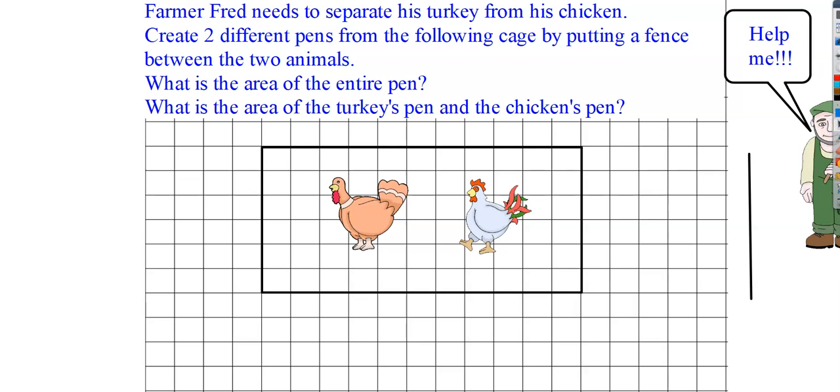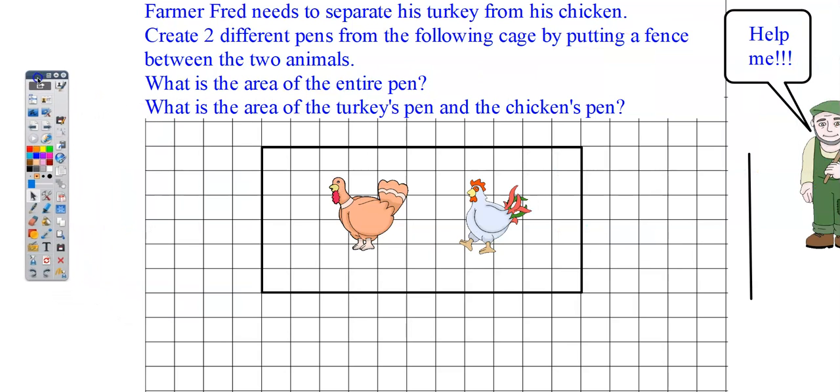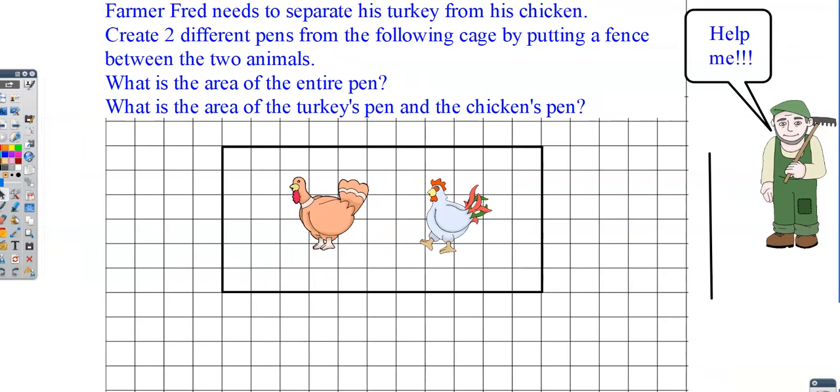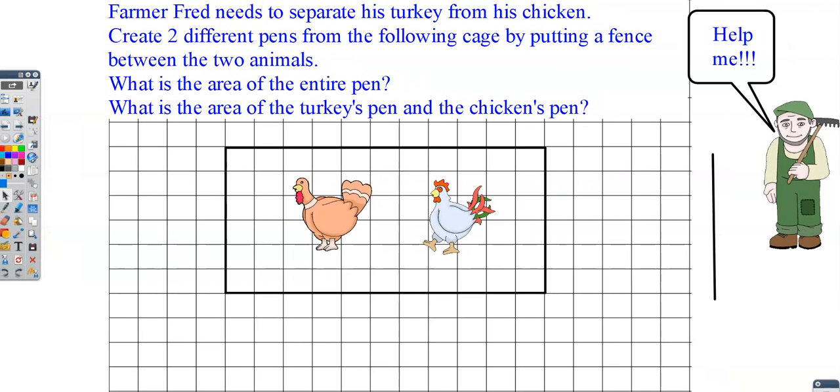Okay, so I'm going to show you something that kind of uses the distributive property in a way that you've seen before, right? I'm pretty sure that in elementary school you started multiplying double-digit numbers with the area model. And so I'm going to move this bar over so that you can see our Farmer Fred there. There he is. Okay, so Farmer Fred has a big pen, and he's trying to put two different animals in the pen, and he wants to separate them.